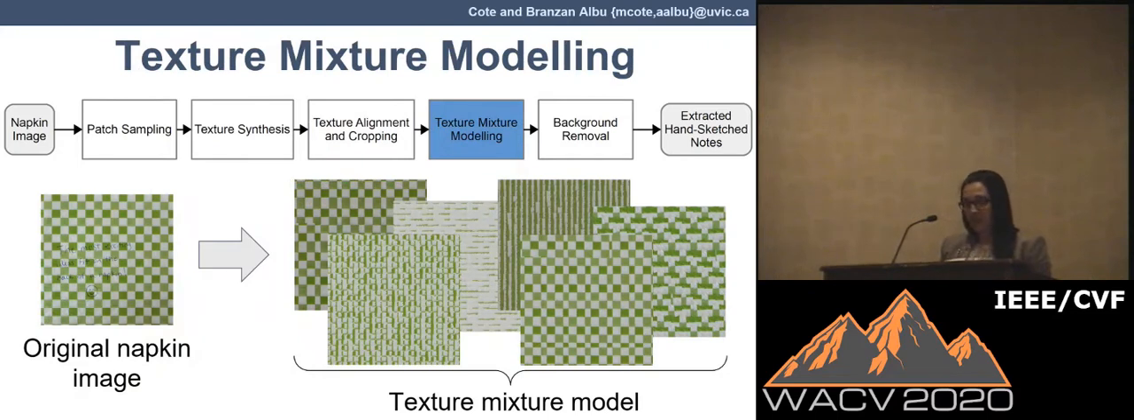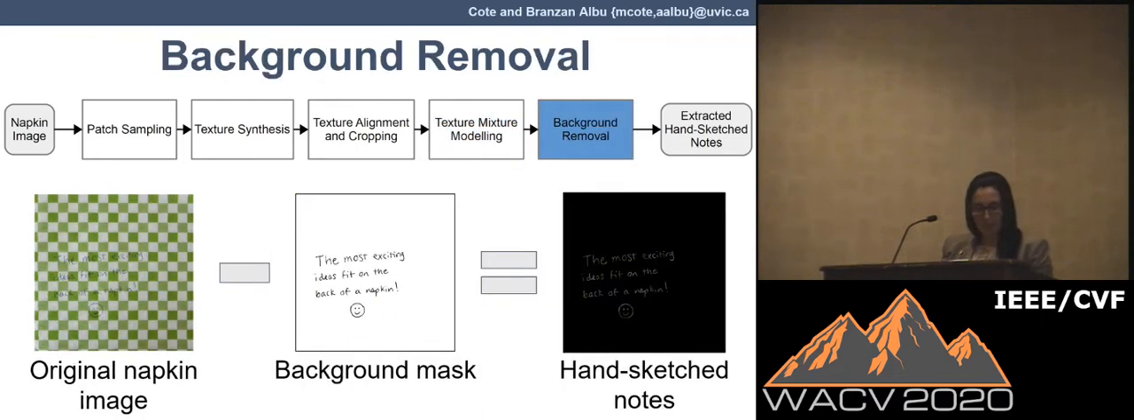Candidate background images are then assembled to create a texture mixture model, which represents the napkin background. Finally, pixels in the napkin image are labeled as background if their intensity is similar to that of the texture mixture model. We remove the background, leaving hand sketch notes.